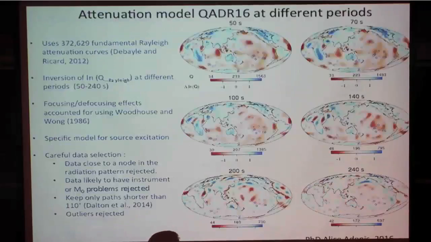I will start with some results on the attenuation. I'm not sure why the quality of the slides is so bad. I'm sorry. On my screen, it's very clean.